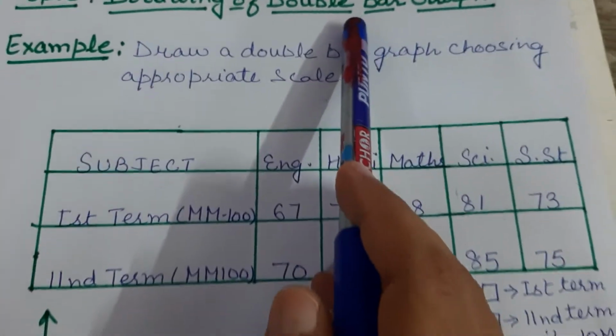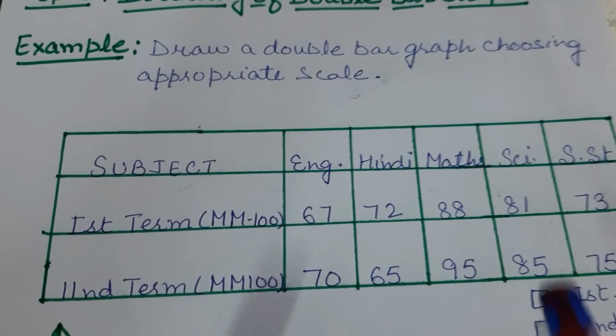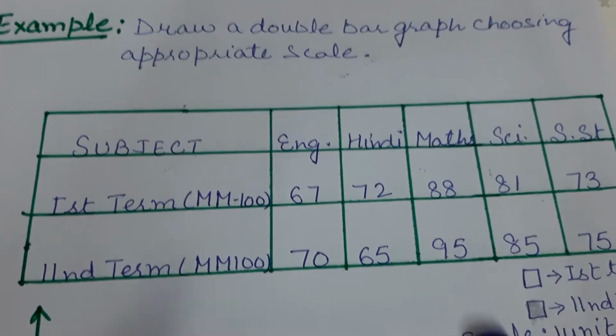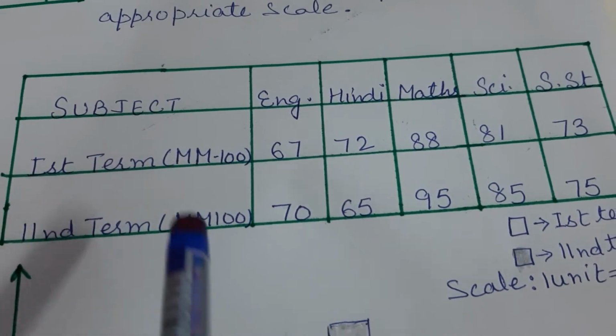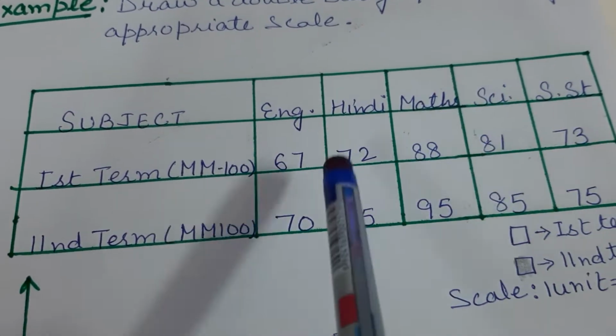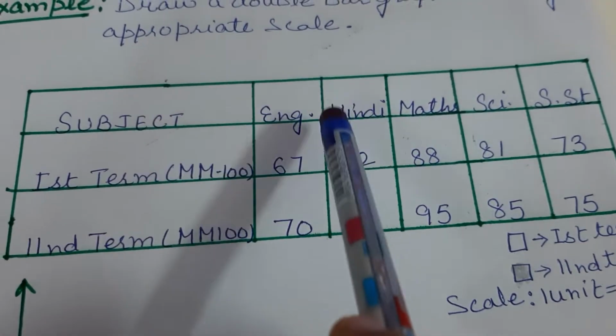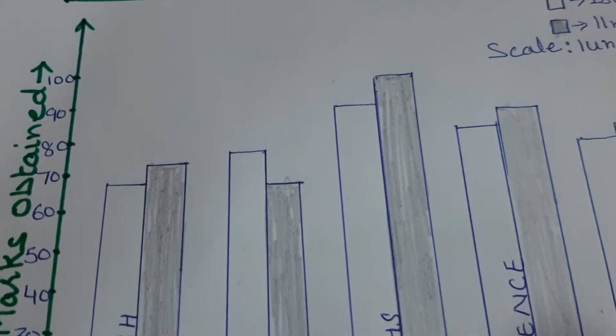So let's take an example. Draw a double bar graph choosing an appropriate scale. Okay, so this data is given. The data is marks of two terms in different subjects. So let's draw. Rules are the same.